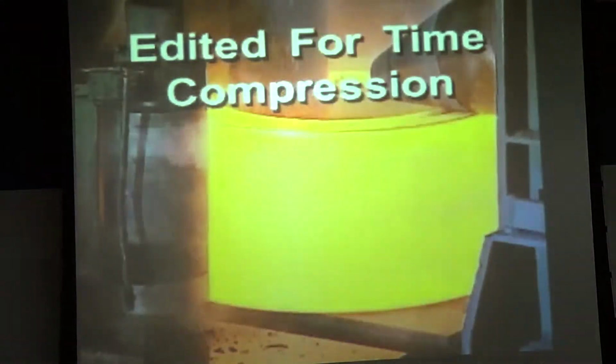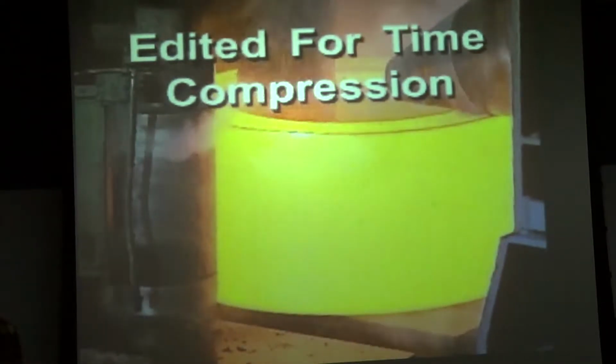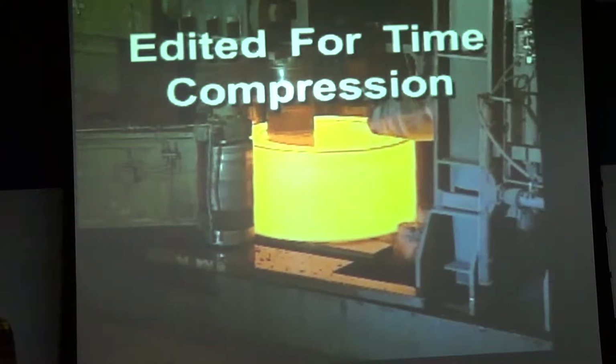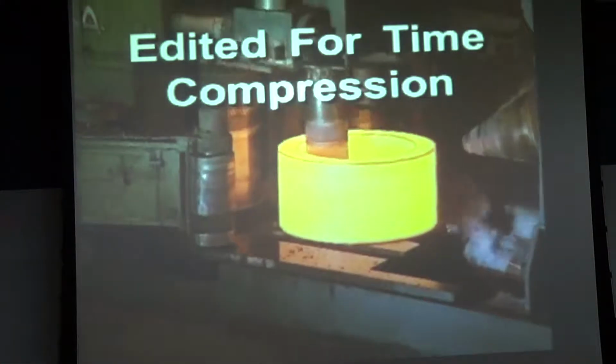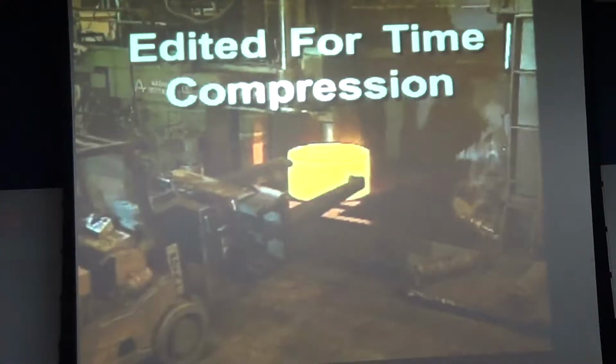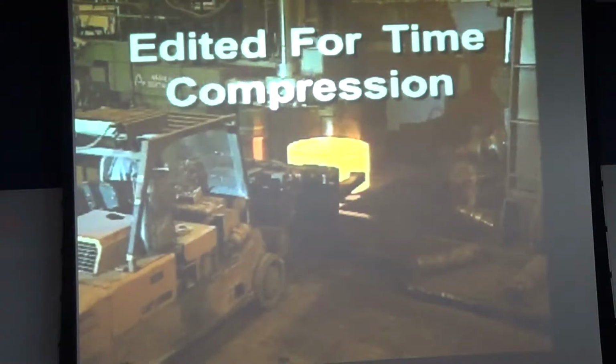Now he's spraying that water on to get rid of the scale. Right. Scale is another name for iron oxide, which forms rapidly at high temperatures. So in the world of forging, you have to manage that because you don't want that embedded in your workpiece. That's going to be all stuff that has to be machined away.